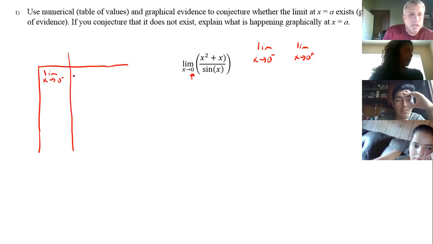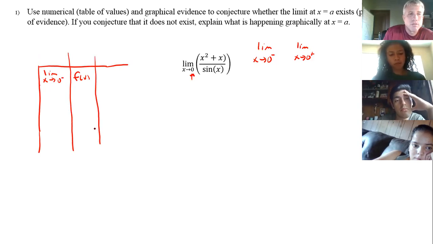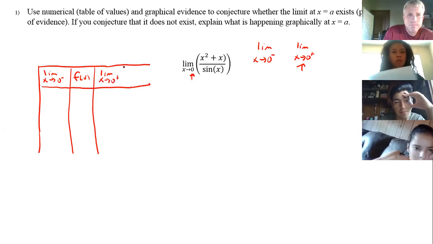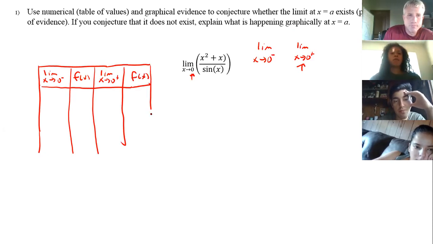And the numbers that I put next, I'm going to put them into the function. And then I'm going to look at the other limit. I'm going to look at the other one-sided limit. I'm going to take the limit as x goes to 0 from the positive side. And the numbers that I put in the table, I'm going to put them into the function. So I would start off with something like that.